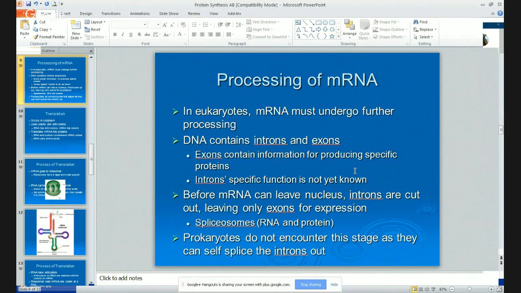Exons contain information for producing your specific protein. Those are the bases that are actually going to be necessary to create the polypeptide chain later. The intron's specific function we're not really sure about. All we know is that after the messenger RNA has been transcribed, it goes through this other processing, and these introns are actually cut out of your messenger RNA strand. So they don't actually leave the nucleus.